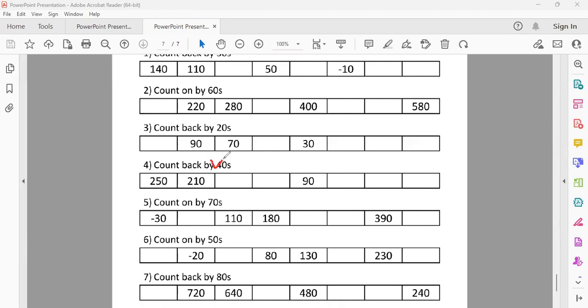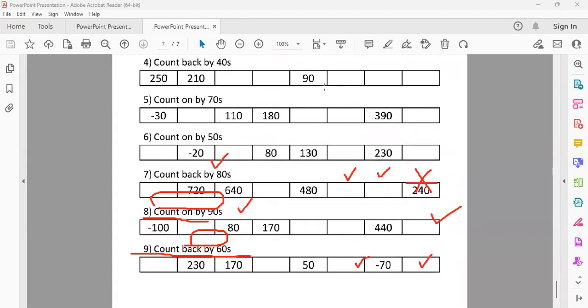Number 4 is also counting back. So you can do up to here, and then this will be a negative number. You don't have to do this. Counting on by 70s: omit the first two, start with 110 and go on and complete everything. Counting on by 50s: again, cancel the first 3 here and start off only answering these 2 questions. And then I believe this is the last question.